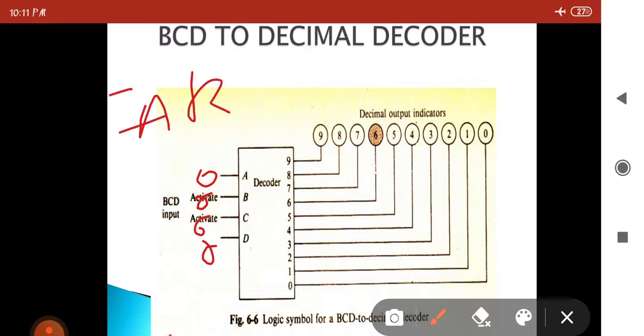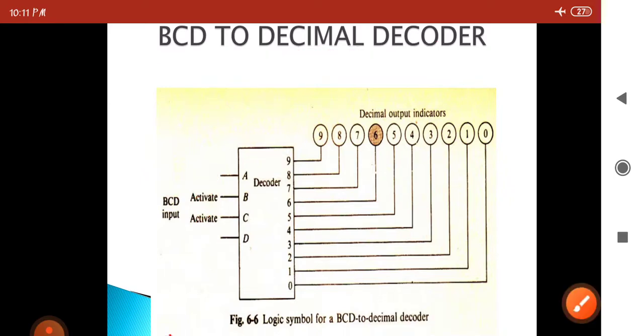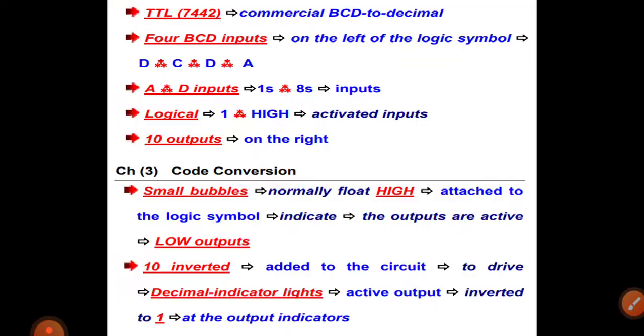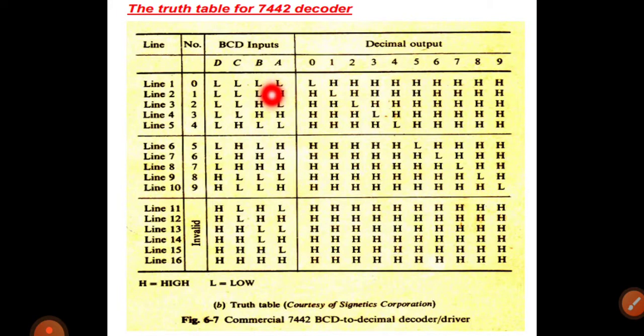What is A bar, B bar, C bar, D bar? Yes, this is the way to write the equation of the BCD to decimal decoder. This is the way to write the encoder and decoder of the BCD. In the decimal, equals to 0 active low state, the bottom inverted turns the output high. This is the inverter of this circuit. This is using the NAND gate. This is the truth table of the NAND gate.